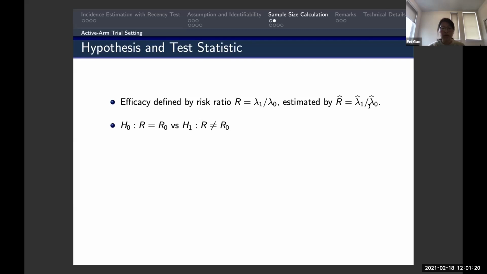So we are looking at a hypothesis test, R equals R0 versus R not equal to R0. This R0 may be 1, indicating that the null hypothesis we're interested in is that this intervention is not effective at all. But here we propose to have a smaller R0. For example, in our later example, we use R0 equals 0.5, which means that even in the null hypothesis, we are considering 50% effectiveness.